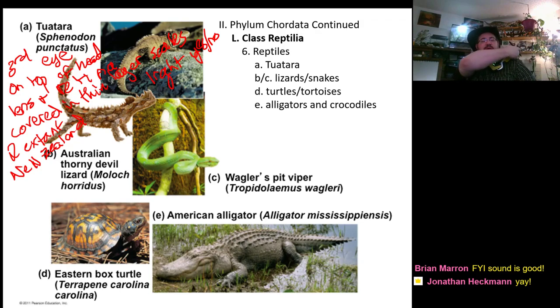And speaking of turtles and tortoises, they are some of the oldest species of reptile. So, they are some of the earliest reptiles to appear in the fossil record. Extremely ancient lineages.